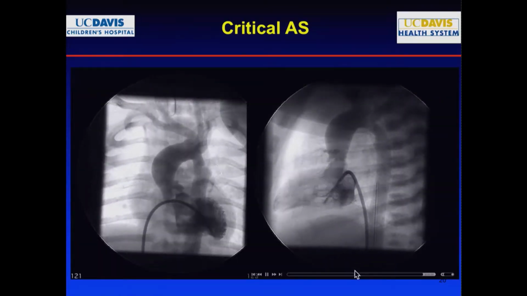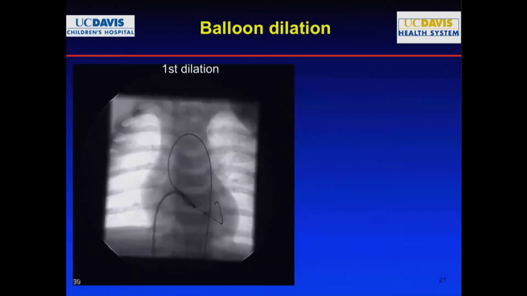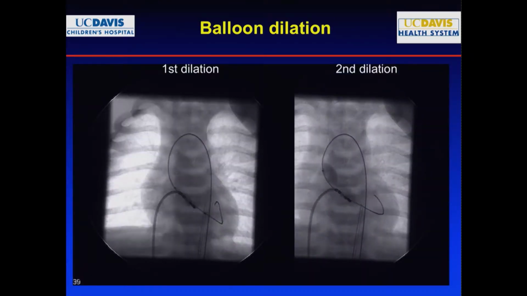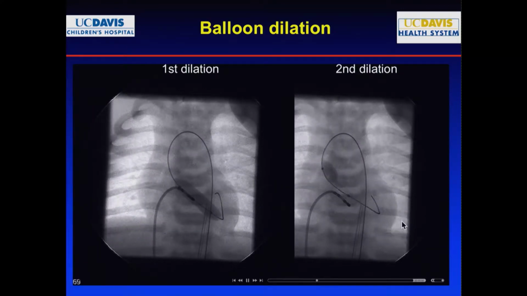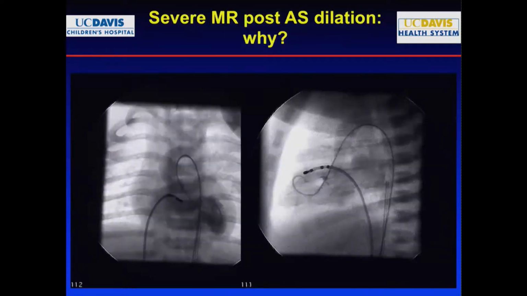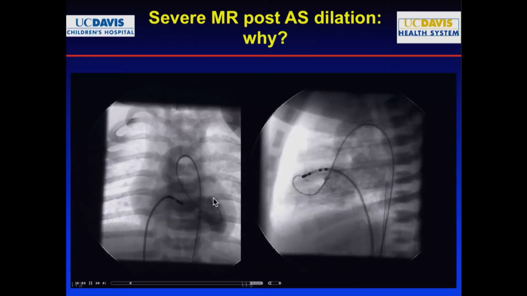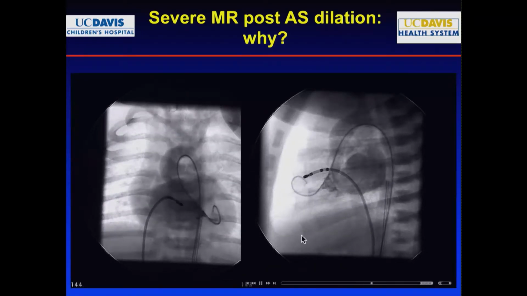Here's a kid with critical AS, and this is done when I was a young faculty member. And you notice that here's my first inflation. All right, inflated, and the balloon waist goes away. I did my second inflation, and the waist goes away. And then I take my picture, and there's tremendous amount of MR. So why? What happened? What did I do wrong here?